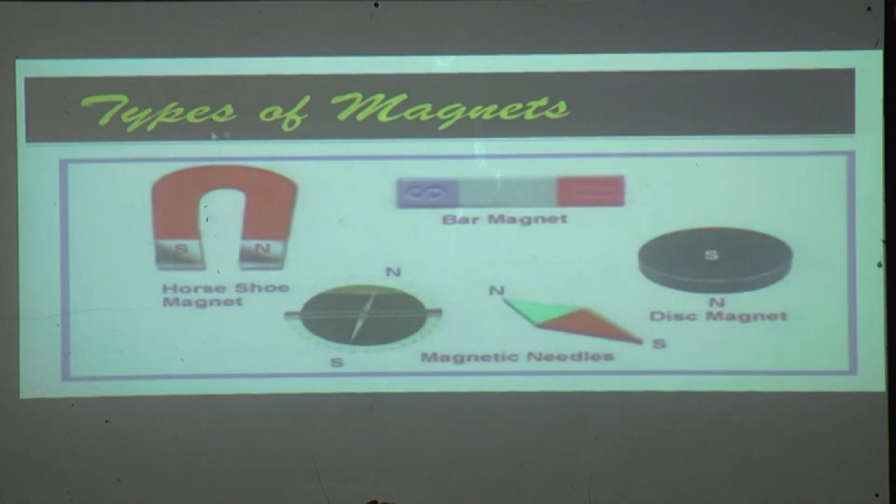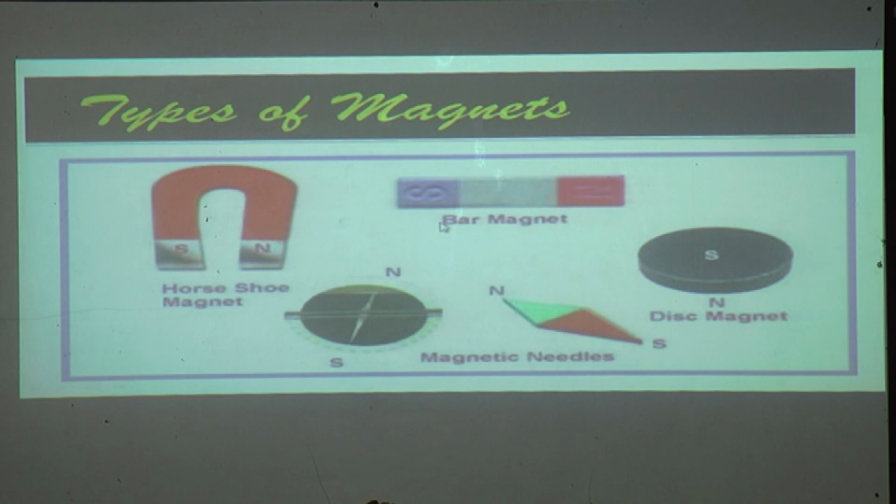Now next, types of magnets. Here you can see a U-shaped magnet. It is also known as a horseshoe magnet. Have you ever seen a horseshoe, how it looks? It looks like this, like a U shape. That is why it is named a horseshoe magnet. This horseshoe magnet has a south end and a north end.